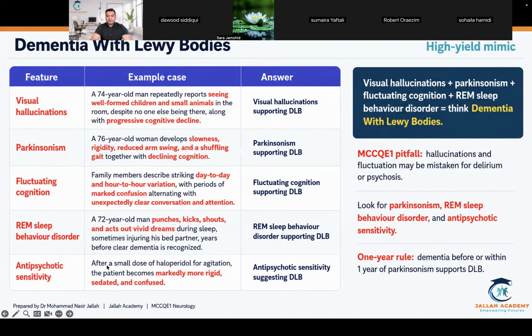Antipsychotic sensitivity: after a small dose of haloperidol for agitation or visual hallucination, the patient becomes markedly more rigid, sedated, and confused. So the patient is very sensitive to antipsychotics. And also this is the 1 year rule. Please remember this, how to differentiate this condition from other conditions. Dementia happens before or within 1 year of the Parkinsonism.